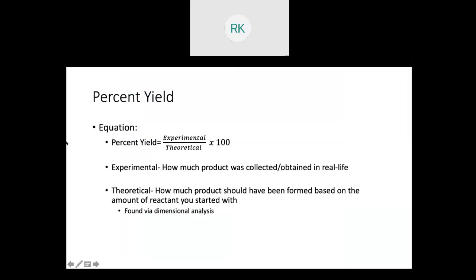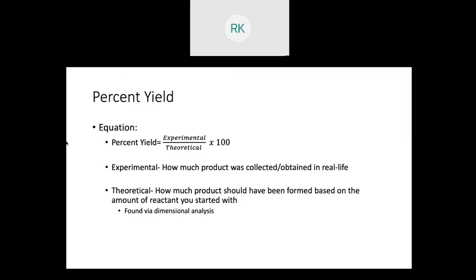Okay, and again, percent yield, that is talked about on this slide. So the equation is listed. It's experimental over hypothetical, theoretical. Hypothetical can also be used instead of theoretical. But just note that your experimental amount, they have to tell you what it is, or you're going to calculate it, because that is how much you get in real life, okay? Your theoretical amount will be based on math, your dimensional analysis, right? How much should you have gotten if everything worked out perfectly, right?